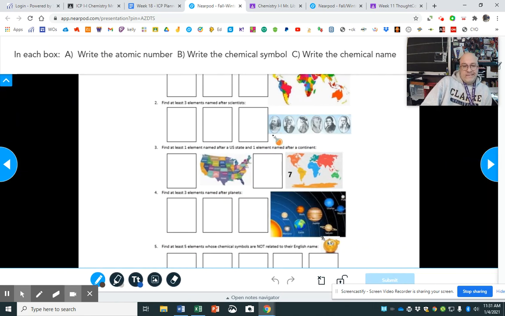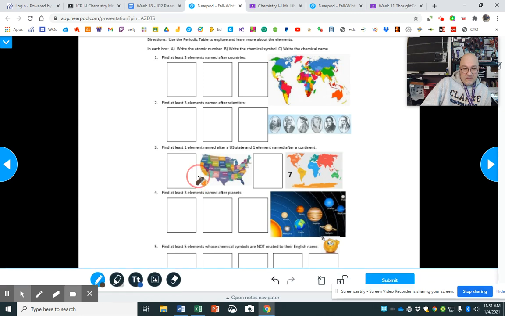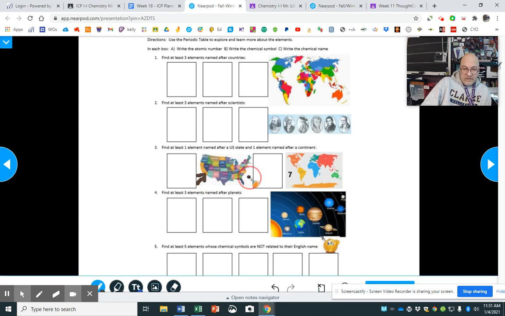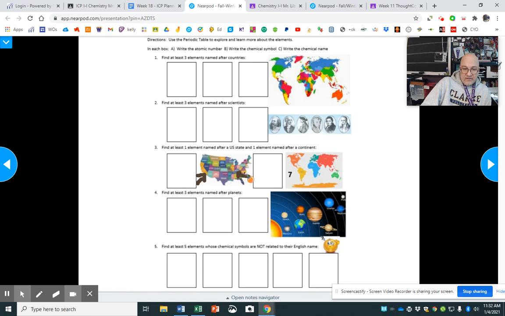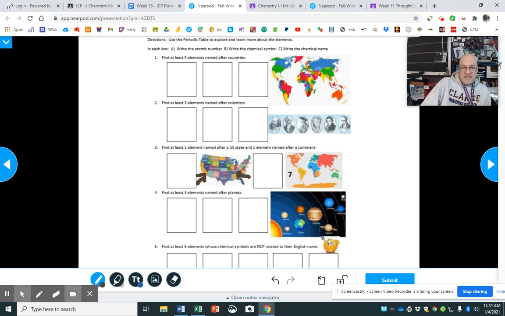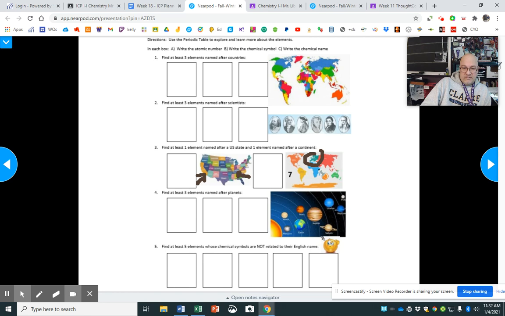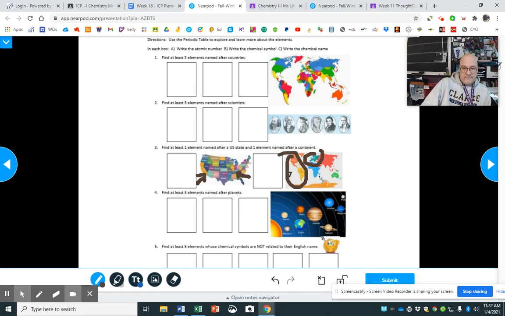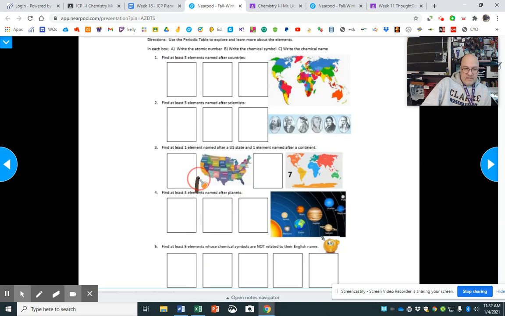All right. This you just draw on. Find 3 elements named after scientists. Just 3. Find 1 element named after a state. It's that state right there. There's also one for that state right there. That one's harder to find. But name one after a state. There's a country or a continent. There are continents too that have elements. Fill that out. I left it blank. Okay, let me fill it out. That state right there.